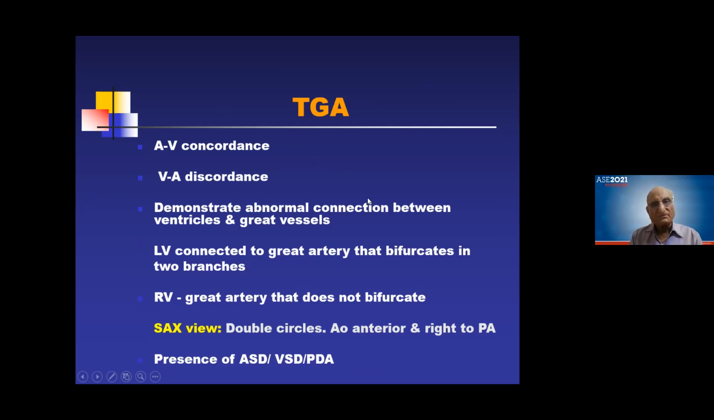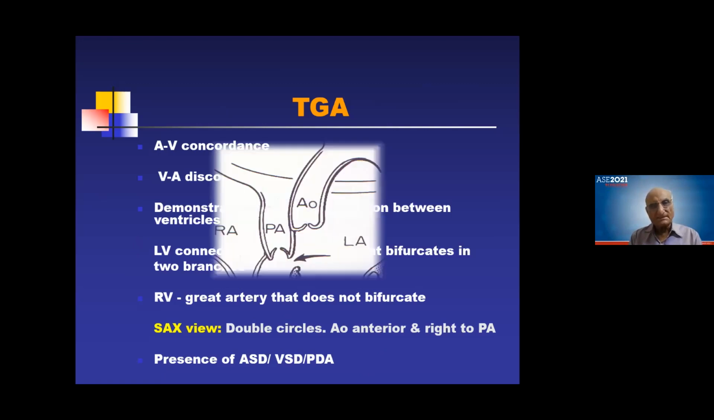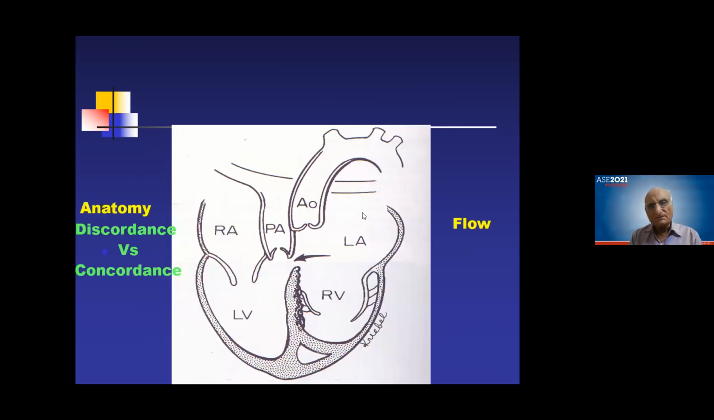So what we have shown you is a TGA, and you must show these things, and that is why you must practice a good subcostal view so that you can see them. Now, I'm only telling you the definition of discordance and concordance. Here you see the RA is connected to the LV.